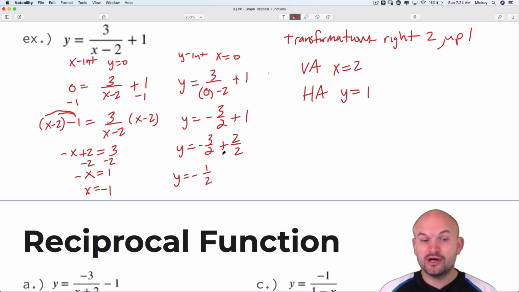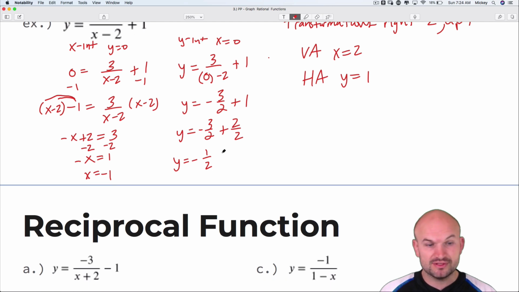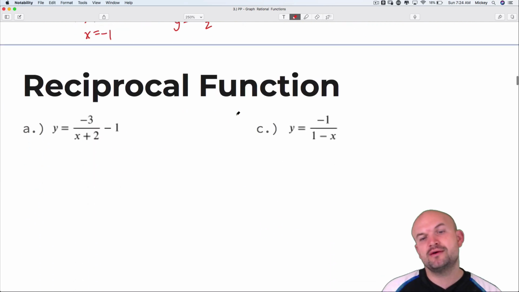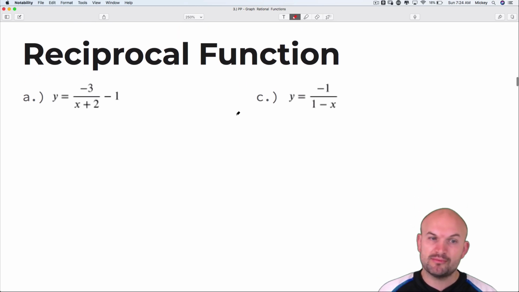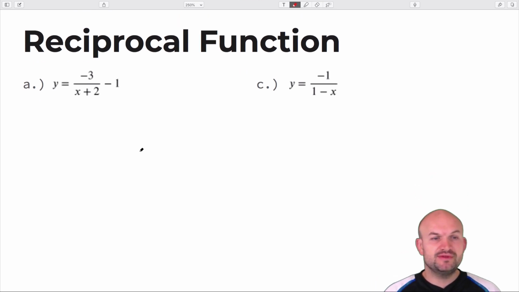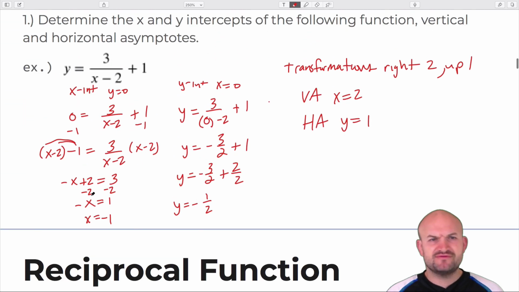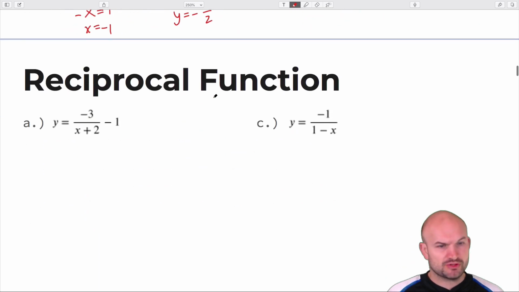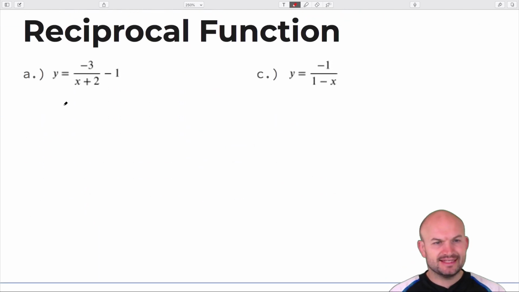So I wanted students to practice that, and that's why we did a couple more examples. I went through this example, and then we practiced a couple more. Okay, in these types of problems, we're going to look at finding the x and y intercepts of the following functions, and the vertical and horizontal asymptotes. I think the basic thing here is to understand the transformations.